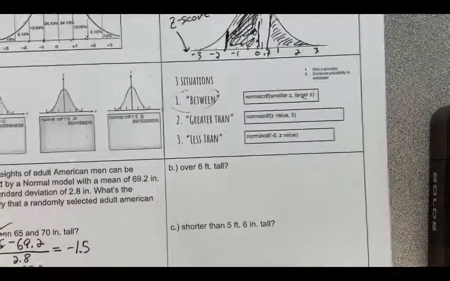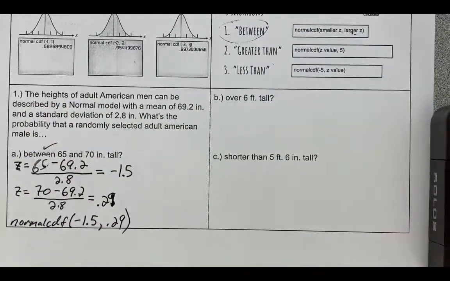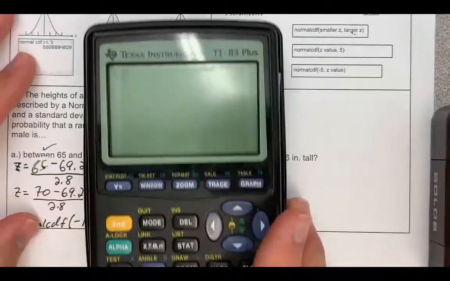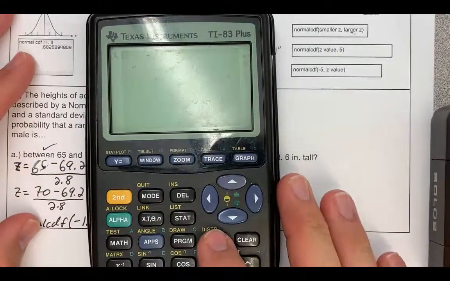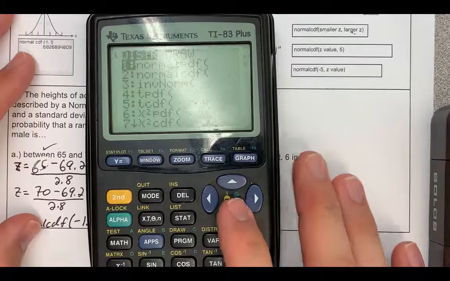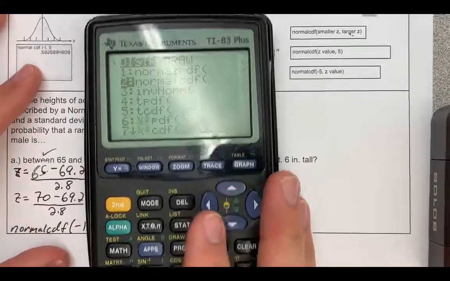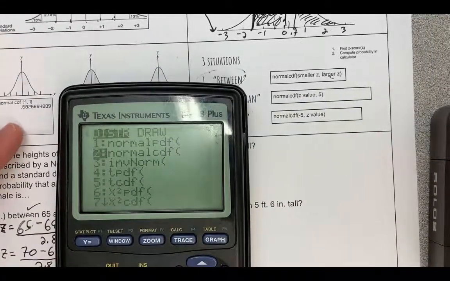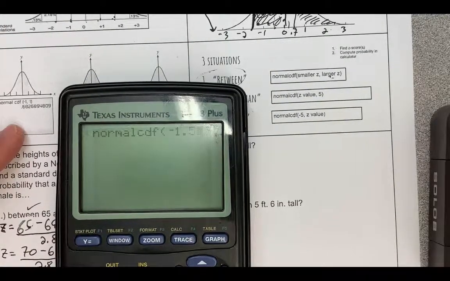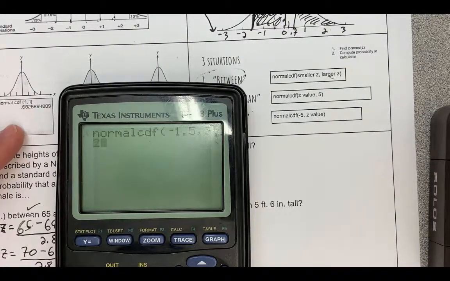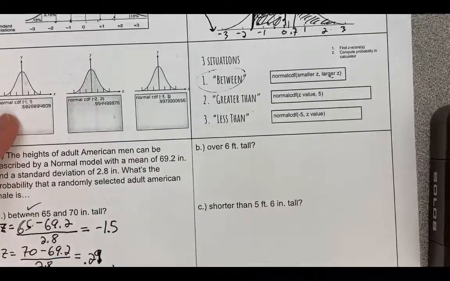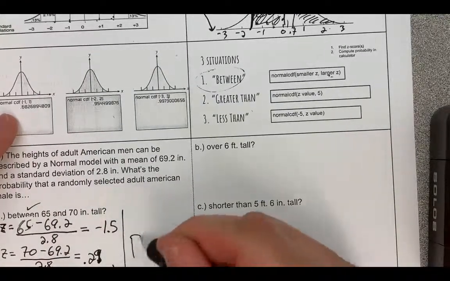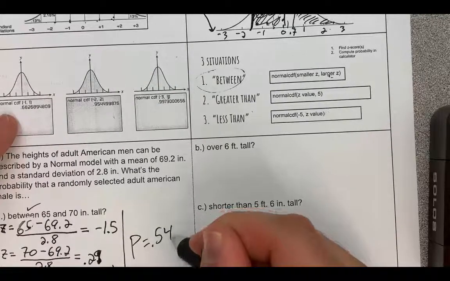So here are the commands you're going to use in your calculator. You're going to hit second, and then the vars key. Second vars, and then you're going to go normal CDF. You're going to enter negative 1.5, comma, 0.29. Hit enter, and you get 0.547. So your probability is equal to 0.547.